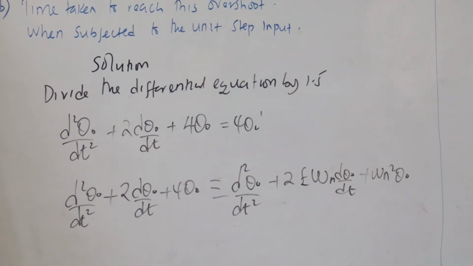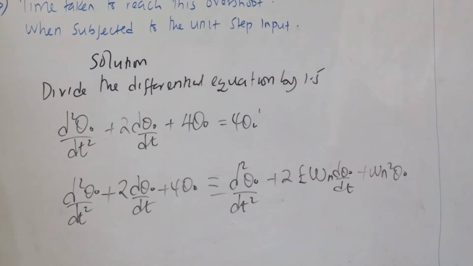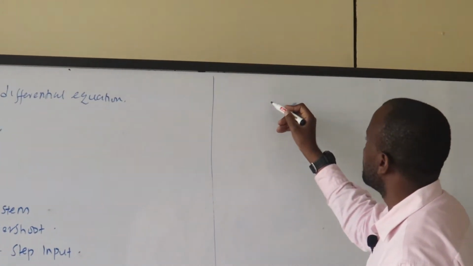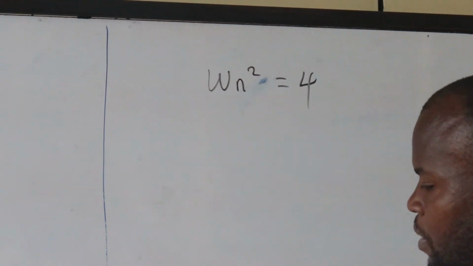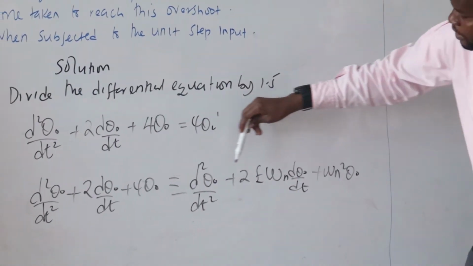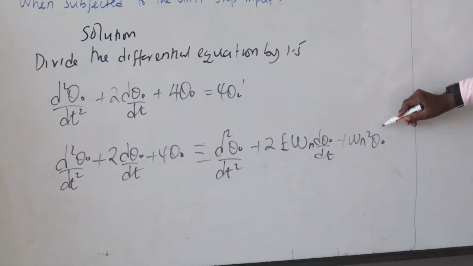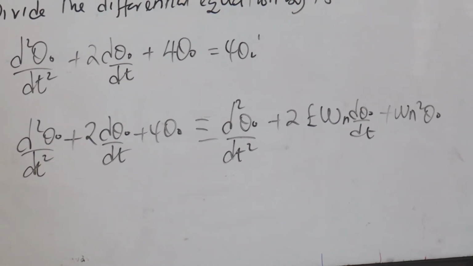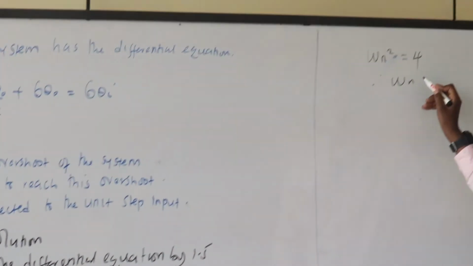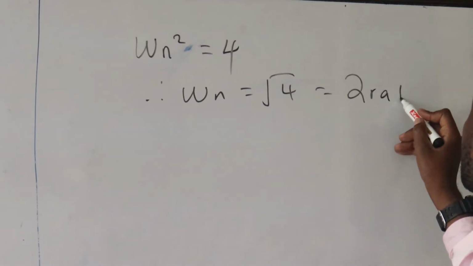So comparing the two, we can have the two equations. Omega n squared will be equal to 4. So 2 zeta omega n is the coefficient of d theta naught over dt, and omega n squared is equal to 4, therefore omega n is equal to the root of 4, which is simply 2 rad per second.